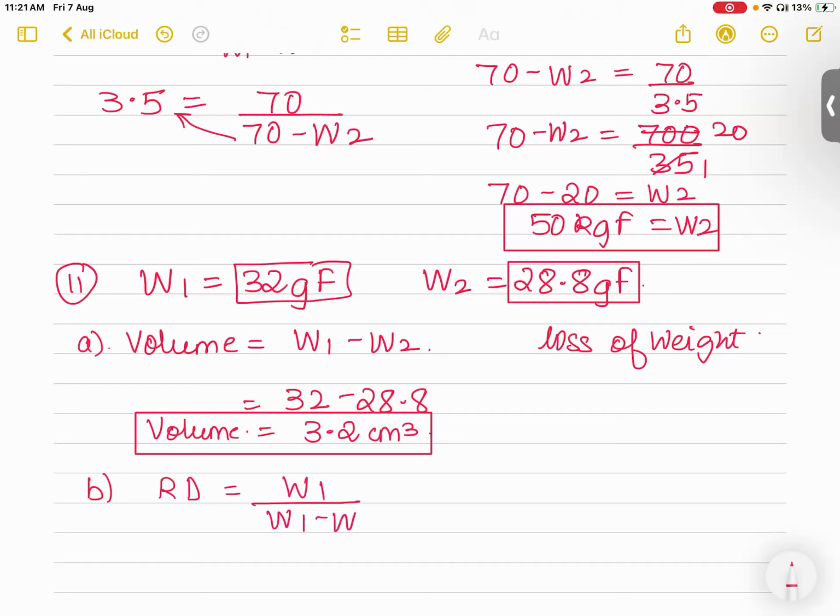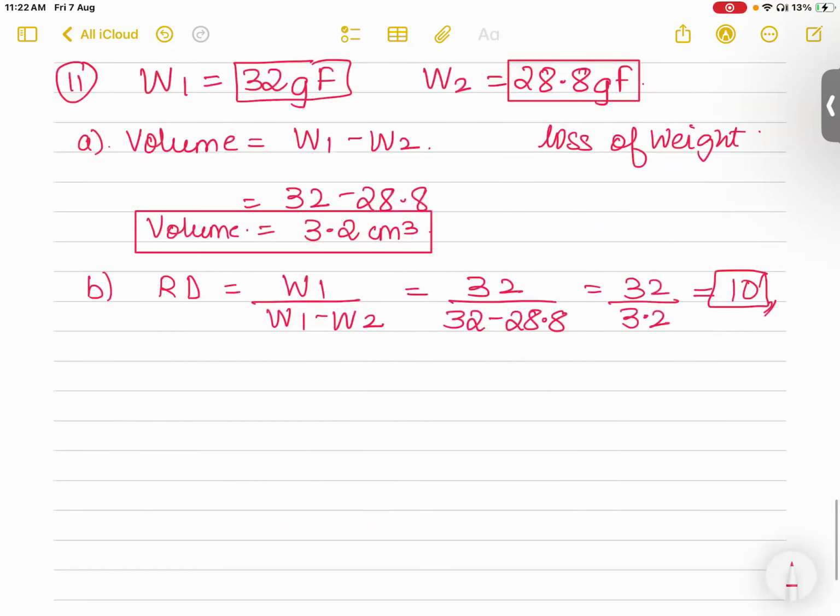W1 minus W2. So the things which are given to me, I will substitute: 32 upon 32 minus 28.8. Guys, please don't write the final answer directly. Do the substitution so that in the exam, if by chance your calculation goes wrong, you get marks for substitution. This will give me 10 without any unit. RD has no unit. That's part B.